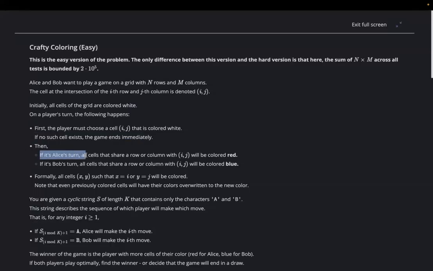Then if it is Alice's turn, all the cells that share a row or a column with (i, j) will be colored red. If it's Bob's turn, then all those cells would be colored blue. Formally, all the cells (x, y) such that x is equal to i or y is equal to j will be colored. Note that even the previously colored cells will have their colors overwritten to the new color.